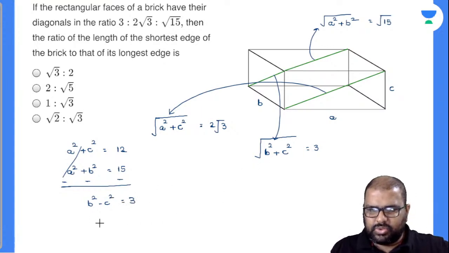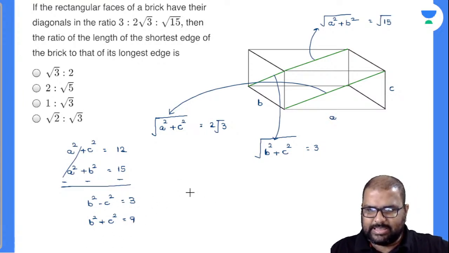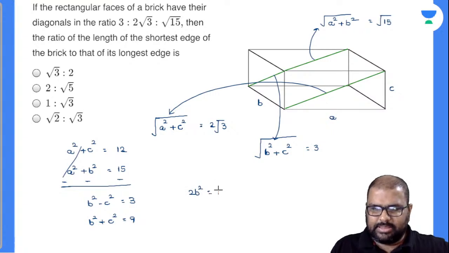And combining those two values, can I write this as B square plus C square is equal to 9? Yes. So 2B square, since C square gets cancelled, is equal to 12. 3 plus 9, 12. B square is equal to 6. B is equal to root of 6.